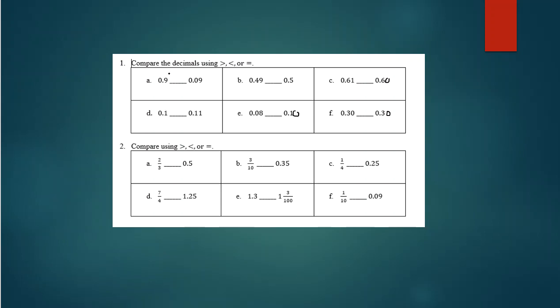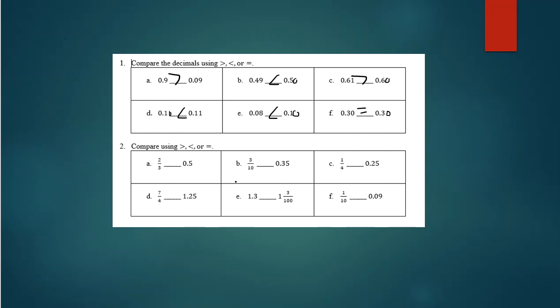Okay? So this one would be bigger. 90 cents is bigger than 9 cents. This one would be bigger. 50 cents is bigger than 49 cents. This one would be bigger. 61 cents is bigger. If this is 10 cents, 11 cents is bigger. If this is 10 cents, well, 10 cents is bigger than 8 cents. And then 30 cents is equal to 30 cents.